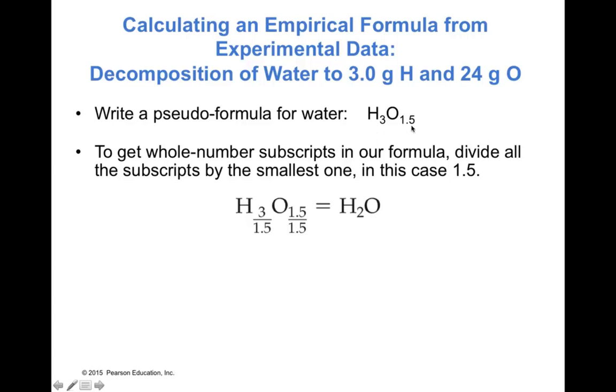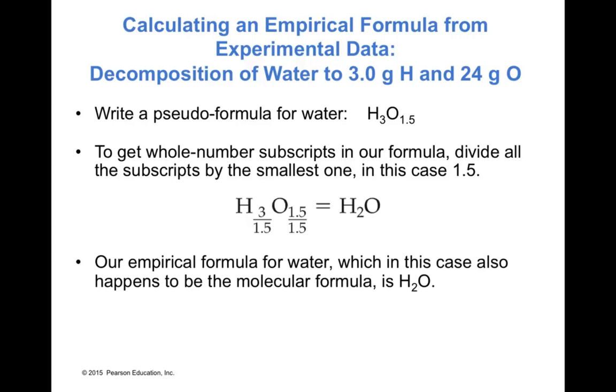Okay, so we divide this by the smallest subscript, and we have 1.5 divided by 1.5, 3 divided by 1.5, and from this division, we have the subscript for each element, and we can find out that the molecular formula is H2O. So our empirical formula for water, which in this case also happens to be the molecular formula, is H2O.